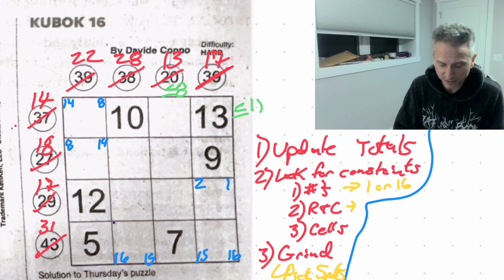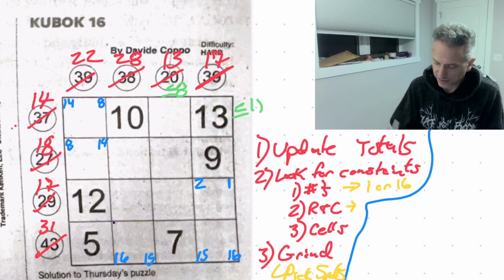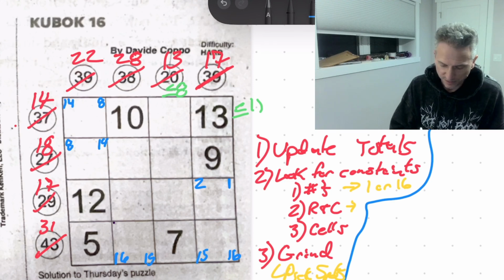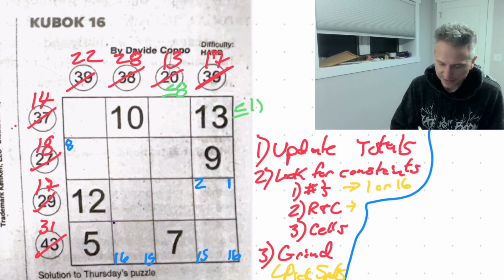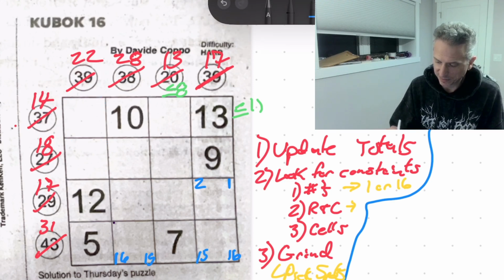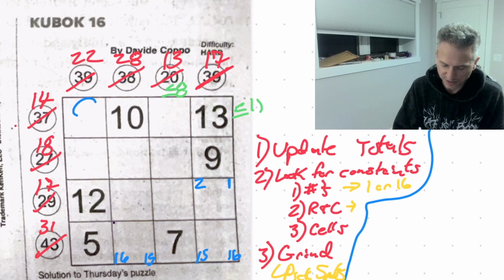This cell, right, has only got a 14 total, so it can't be 14. Okay, so that cell cannot be 14. Oops, this is 2, 1. So it can only be 8. And if it's 8, then by the logic of our other one, this is 14.